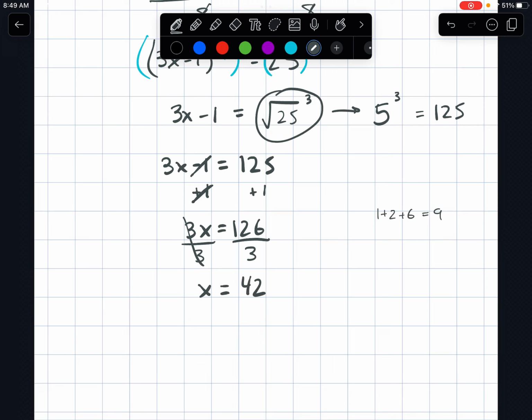All right, 42 times 3 is 126. Again, you want to plug this answer in to your original problem to make sure it does work. I did that earlier and I checked and it does in fact work, so we do get an answer of 42.